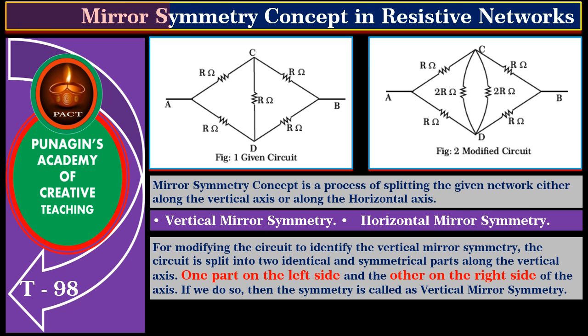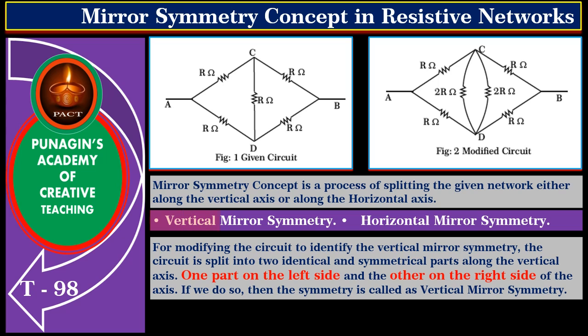Friends, now we shall see what is mirror symmetry concept. In my opinion, mirror symmetry concept is a process of splitting the given network either along the vertical axis or along the horizontal axis. Accordingly, the mirror symmetry is classified into two categories. One, vertical mirror symmetry. Second, horizontal mirror symmetry.